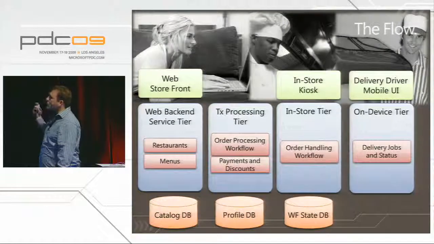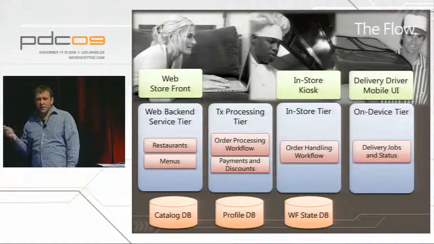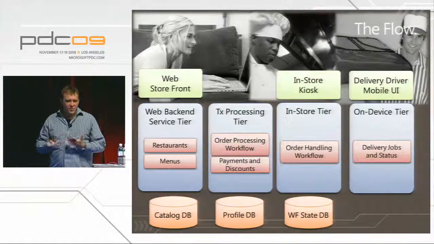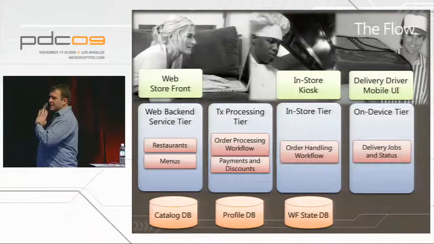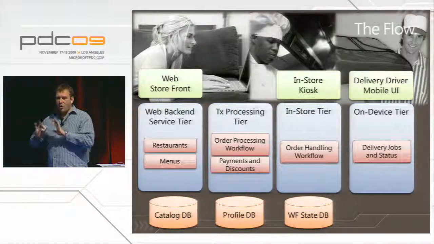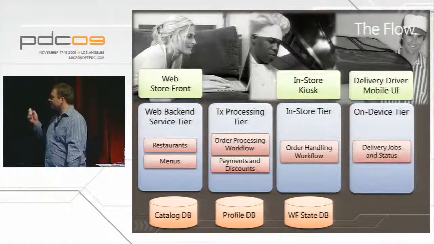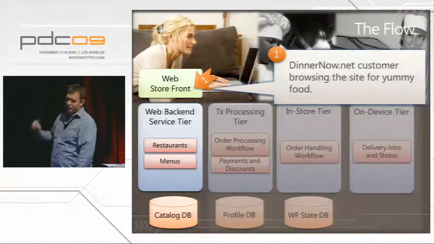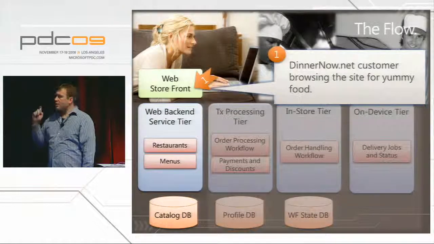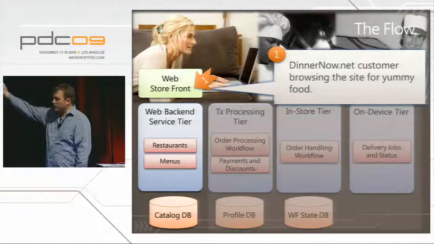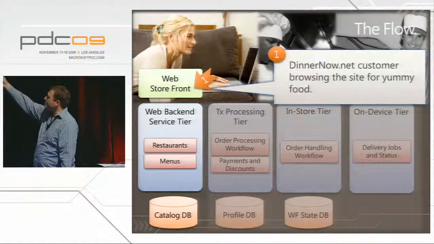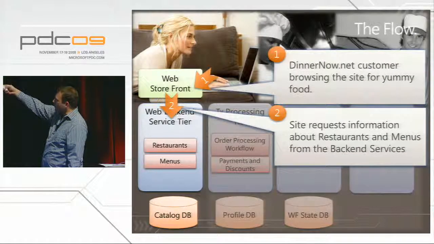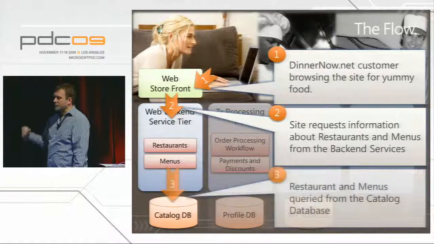So let's talk about the flow of Dinner Now and how I think about this and how we can develop this into an architecture. So this is the thing that I found. So I took Dinner Now, I opened it up and said, I'm going to port this thing. So it begins with the customer browsing the site for food. So the lady here goes and is hungry, as you can see. And so she goes to the site requests information about restaurants and menus from the backend services. The backend services talk to the catalog database.